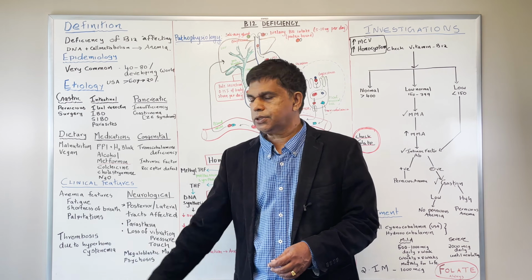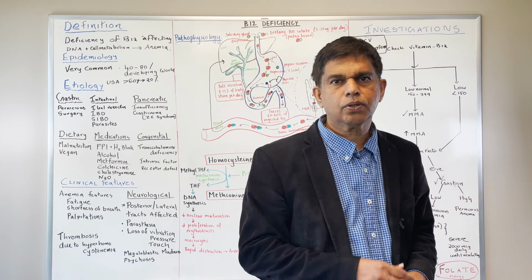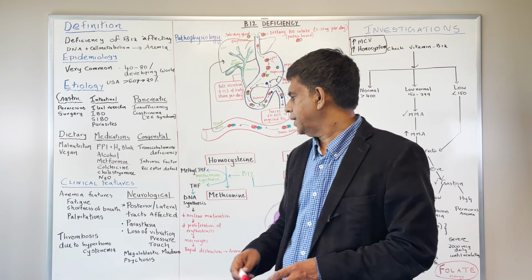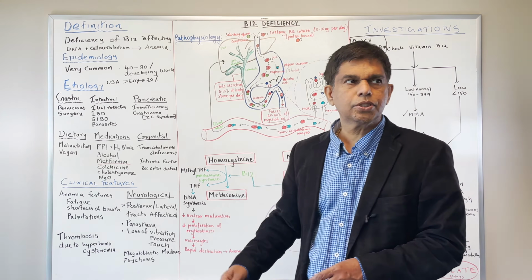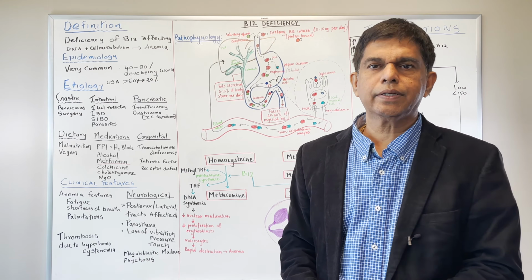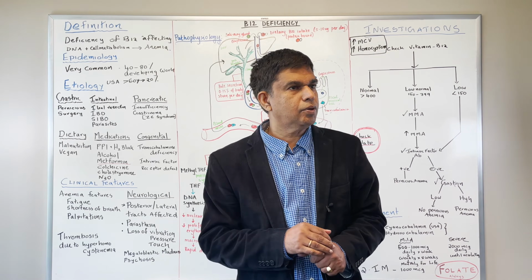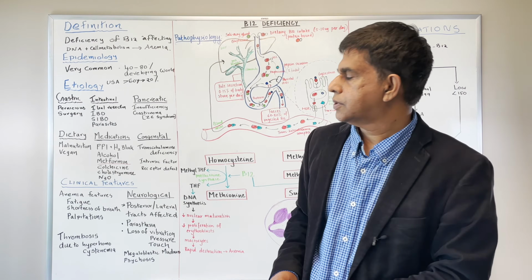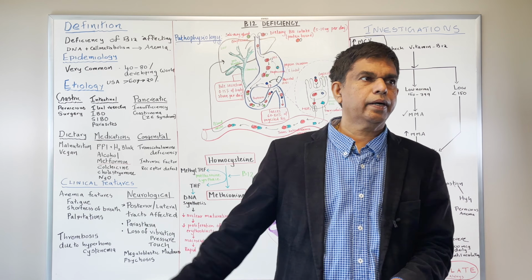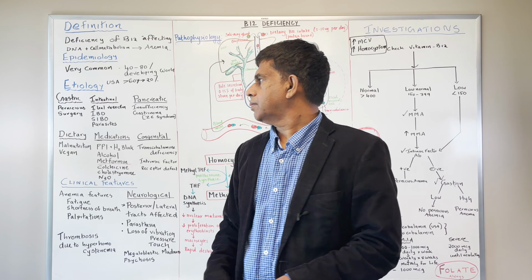Then there are unusual causes. It can also cause thrombosis because homocysteine can get elevated here, right? Homocysteine will be elevated. So even in folate deficiency, homocysteine is elevated, and there is an increased incidence of pulmonary embolism and cerebral venous thrombosis. Thrombosis is very common in those people. Always remember that.